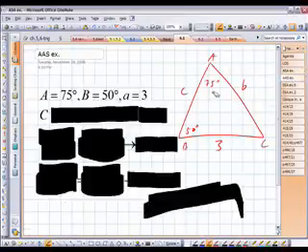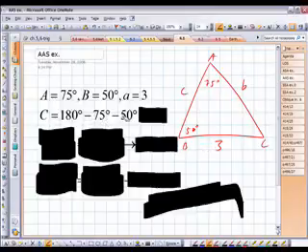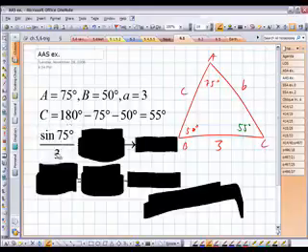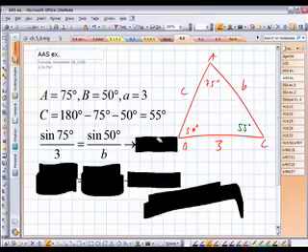Here's an angle-angle-side example, so the side is not included now. I've got 75, 50, and 3, but the work is substantively the same. So to find angle C, I subtract from 180 to get 55 degrees. And then knowing that this is 55 degrees, I can use the law of sines now and say sine of 75 over 3 is equal to sine of 50 over b. Solve this equation, you get about 2.38.